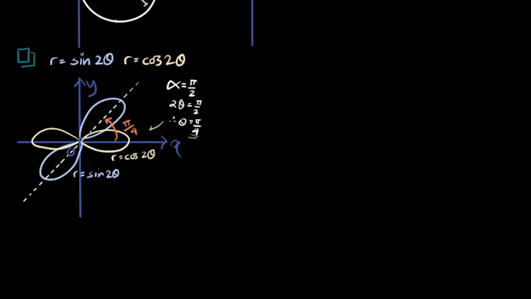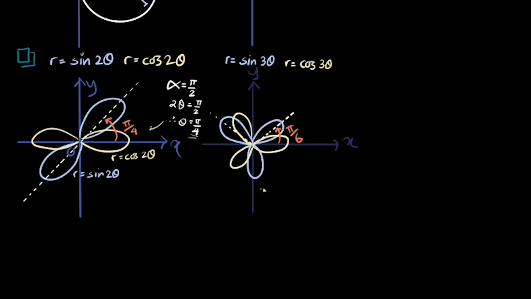Similarly, the difference between sin 3 theta and cos 3 theta would be, you guessed it, pi by 6. We'll practice how to draw a similar curve at the end of this video. Don't worry. The shape you see here is called a rose. Pretty cool, right?